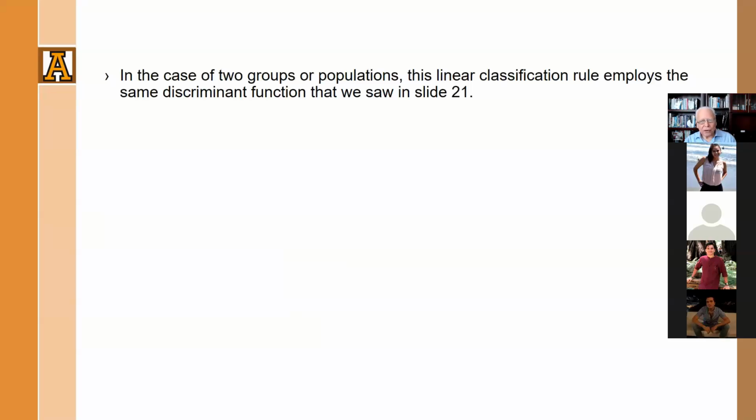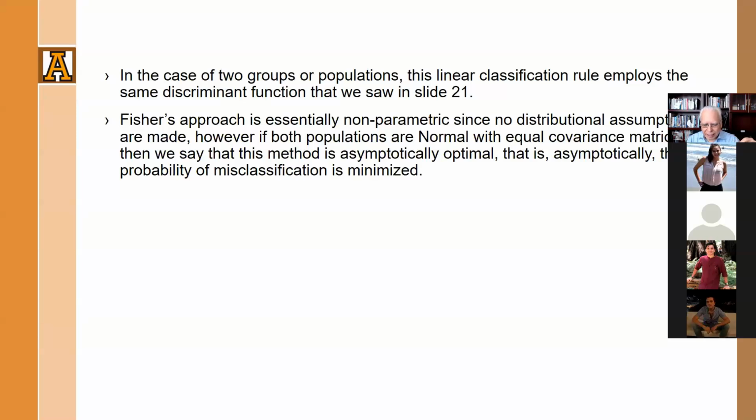Okay. So what I mentioned earlier, in the case of two groups, the linear classification rule employs the same discriminant function that we saw earlier. So the Fisher linear discriminant function is the same as the linear discriminant function that we saw earlier. Okay. Now, I also mentioned that Fisher's approach is essentially non-parametric, because it doesn't assume normality, but it does assume equal variance covariance matrices.